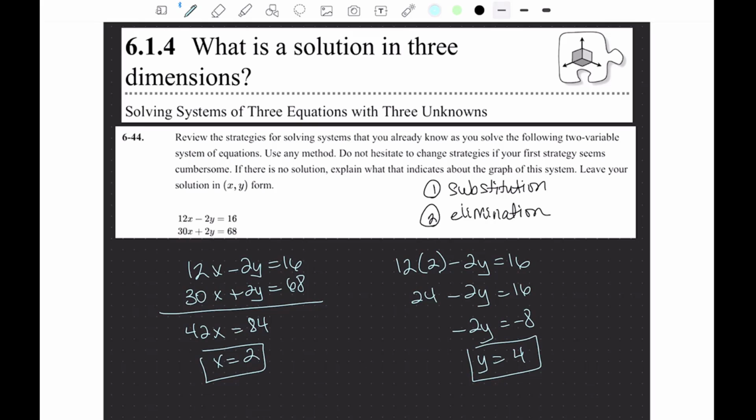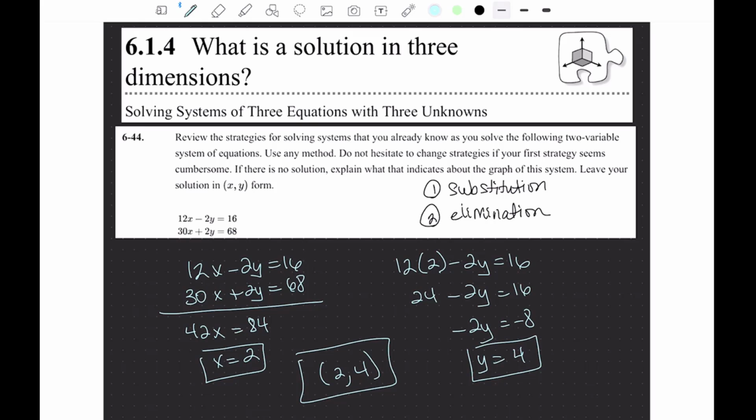So a lot of times they want you to write your solutions in point form, as an ordered pair, or a triple if there were 3. So x and y, alphabetical. So 2, 4. So for this system of equations, when you graph these two lines, they intersect at that point 2, 4.